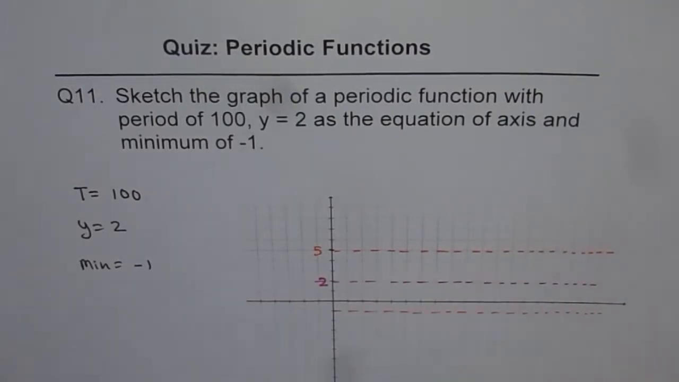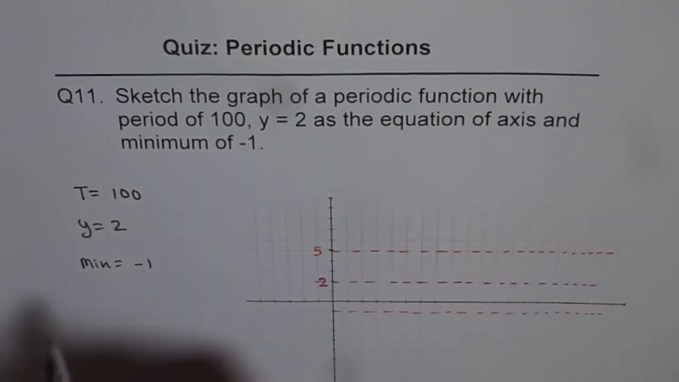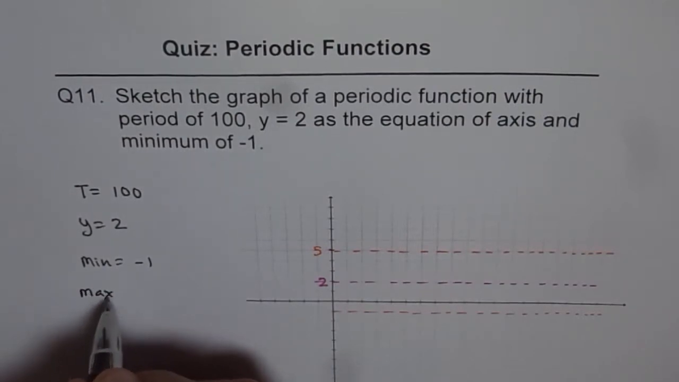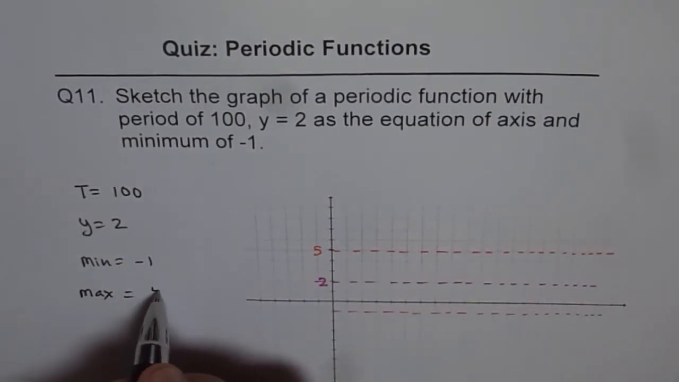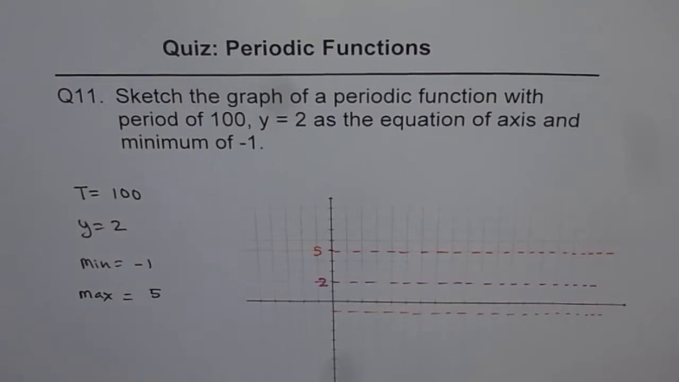So what I'm trying to do here is, when minimum is -1, what should be the maximum? Maximum should be 5 for us, right? How do we get it? We get it from the difference between axis and minimum added to the axis itself. That is how you get it.